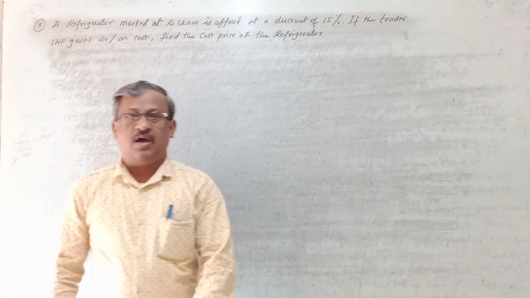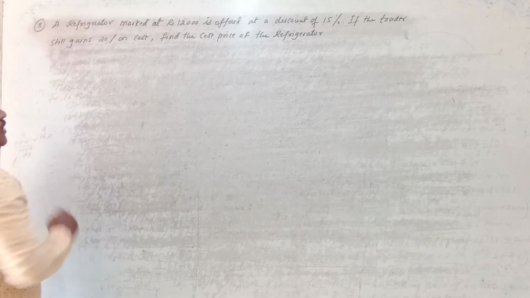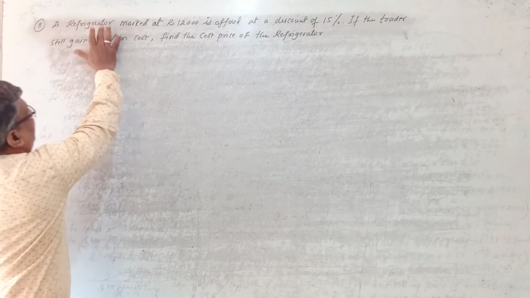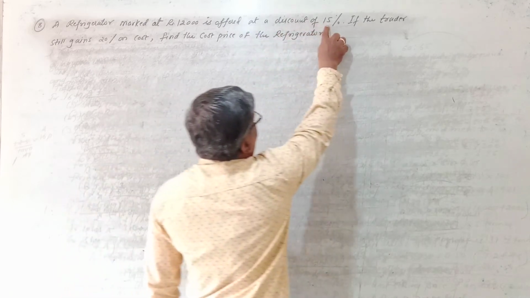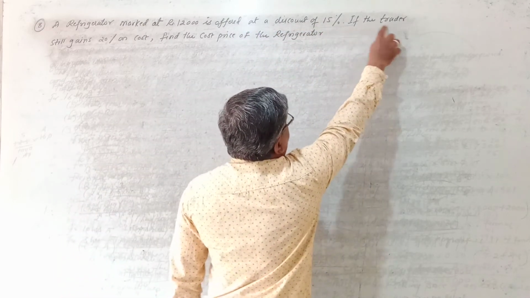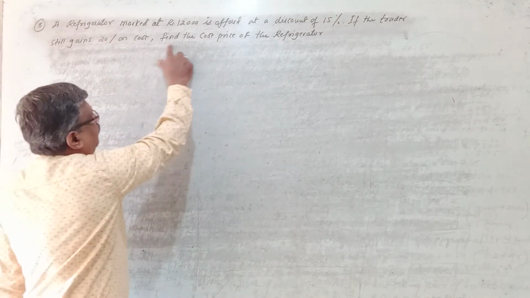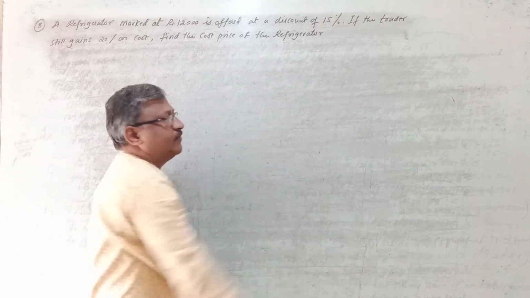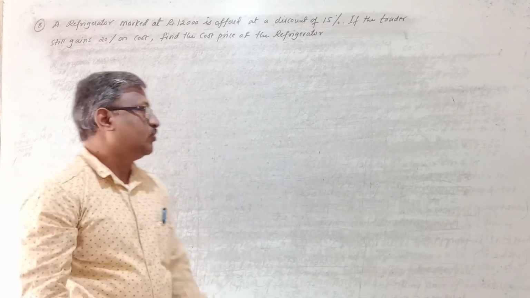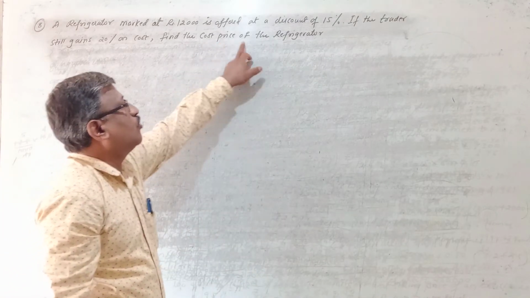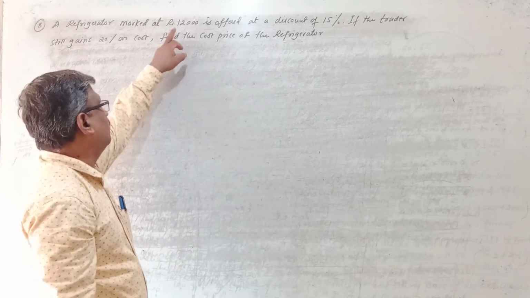So here I have taken the next problem on discount, that is problem number 8. The problem is: a refrigerator marked at ₹12,000 is offered at a discount of 15%. If the trader still gains 20% on cost, find the cost price of the refrigerator. So as we did the previous sum, like that here also you have to calculate the cost price of the refrigerator. Only the change here is that they have given the mark price.